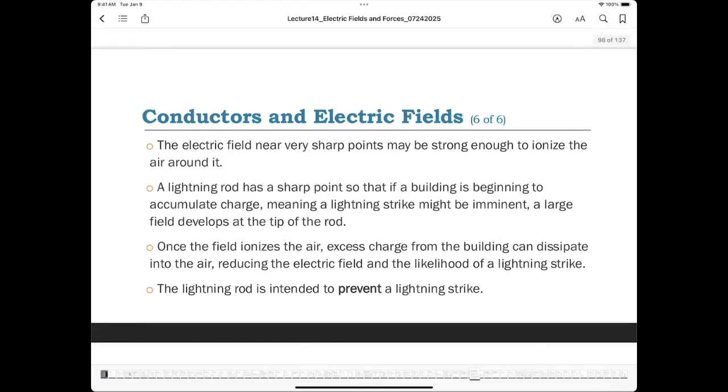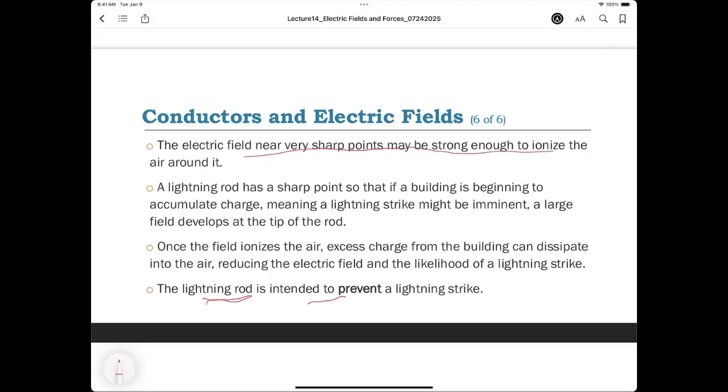That's the reason why some buildings have a lightning rod. This lightning rod is intended to prevent a lightning strike. This is why the lightning rod can be used to prevent a lightning strike, because the electric field near a very sharp point may be strong enough to ionize the air around it.